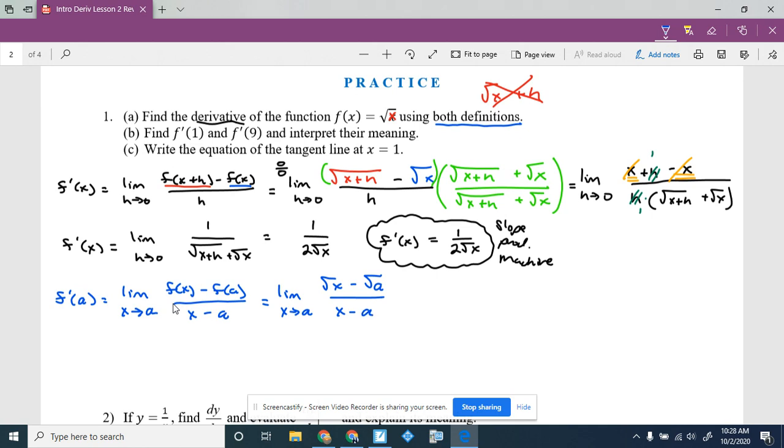So what do I do now? I'm going to plug a in for x. So I get radical a minus radical a. That's 0. Bottom, I get 0.